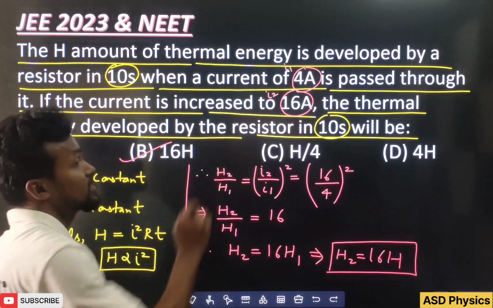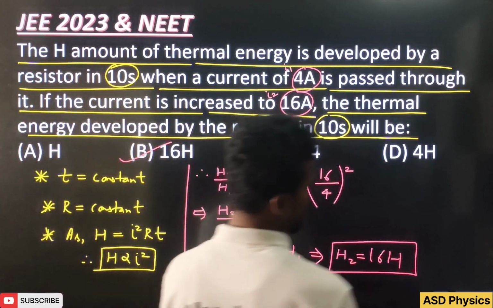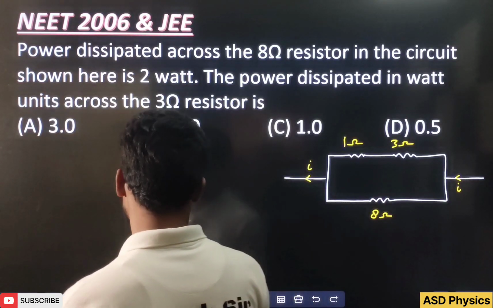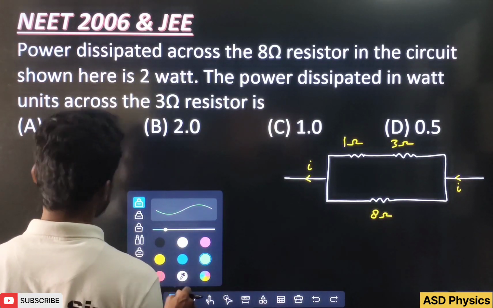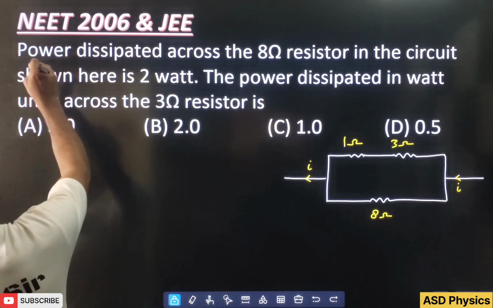So the correct option here is option B. Can you see this? JEE 2023, they asked it recently. The next question came in NEET 2006, an important question, that's why I have taken it here.